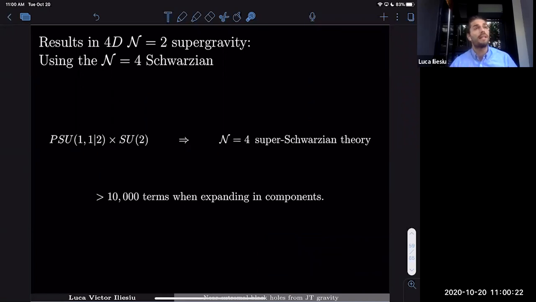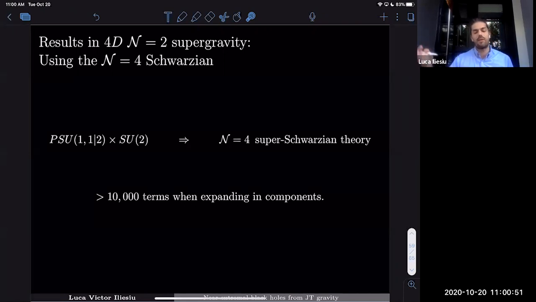There has been some debate about the action of the n equal 4 super Schwarzian theory itself, not to even mention its quantization. But luckily, we were able to obtain the n equal 4 super Schwarzian action by constraining the space of n equal 4 super diffeomorphisms. And we obtained an action that actually contains 10,000 terms if you expand in components.